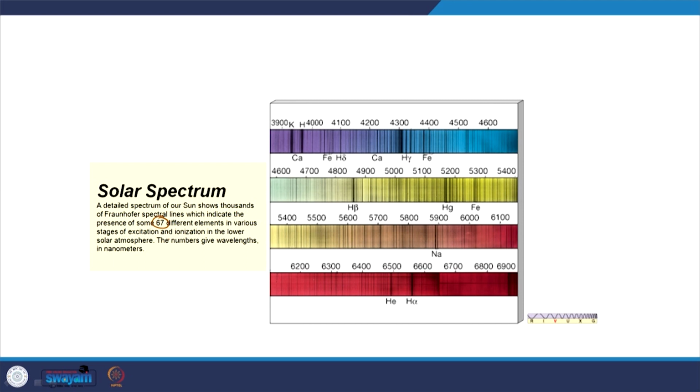Of course, different stages of excitation will release or absorb different lights at different wavelengths, and they will be absent from the spectrum. Then you know that this particular element is existing on the sun or in the atmosphere of the sun, right. So, you see the solar spectrum will look something like this.